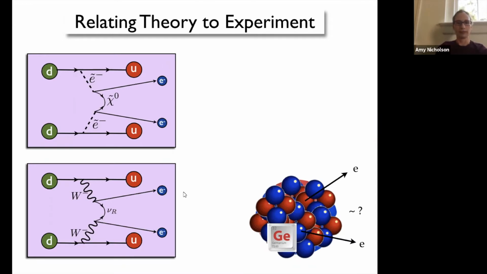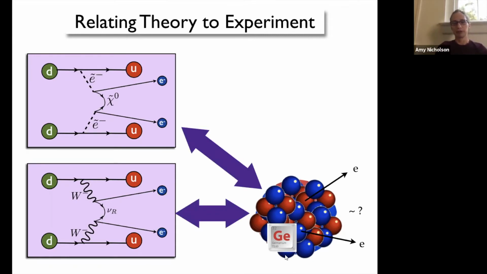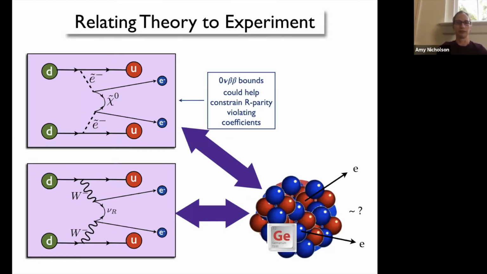And we want to relate all of these because we're not necessarily going to know which of those decays is occurring when we just see two electrons coming out of a germanium nucleus, to what we see in experiment, right? And I have drawn the arrows both ways. So not only do I want to translate all of these different mechanisms into possible decay rates for germanium, I would also like to use experimental bounds that we have on the lifetime of this decay. So even if we never see neutrinoless double beta decay, we do have information that comes from the bounds on the decay and use them to constrain the parameters of these BSM theories. So for example, if we take this arrow going back this direction, then we can use experimental bounds to help constrain so-called R parity violating coefficients. And this is important for potential dark matter searches.